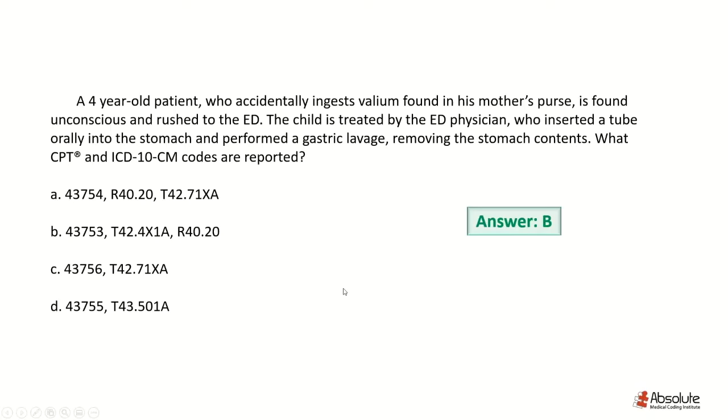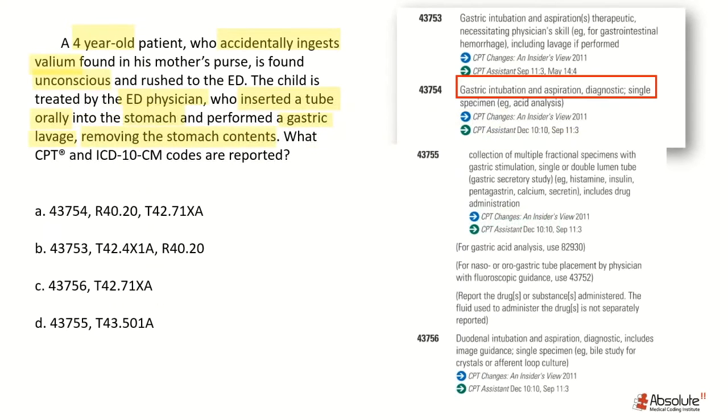All right, so we have here, it is answer B. I do believe everyone pretty much got that. If you didn't the first time, with a little nudge, you did. This is a 4-year-old who has accidentally ingested Valium and was found unconscious. The ED physician inserted a tube orally into the stomach and performed gastric lavage, removing the stomach contents. So we have code 43754. This is gastric intubation and aspiration, diagnostic. This procedure is therapeutic, not diagnostic.